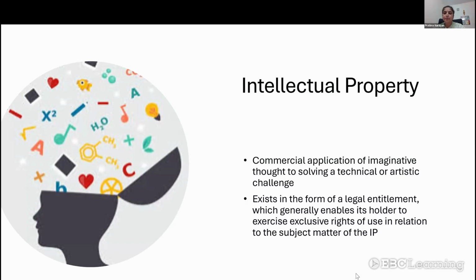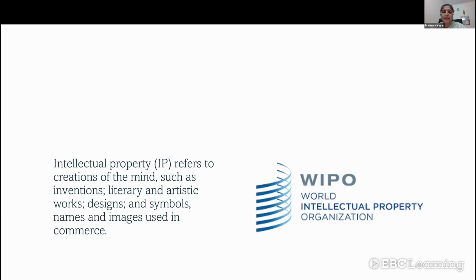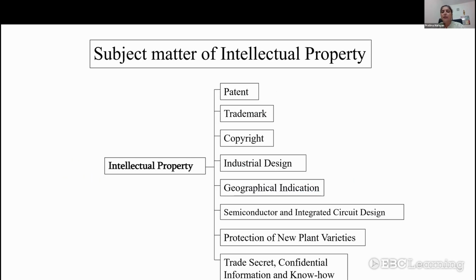Going further, WIPO defines intellectual property. It says it's the creation of mind, like inventions, literary, artistic works, design, symbols, names, images, etc. These are all the forms of intellectual property that we have seen and known. Am I correct? So I will just go to you all. This is just a sort of recapitulation of what we have known so far.